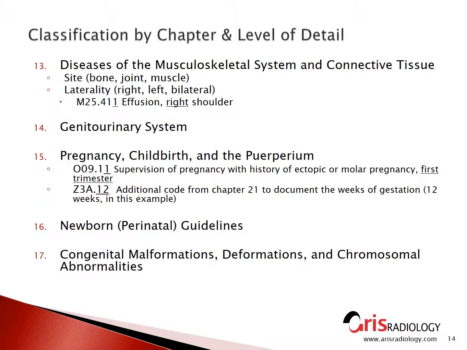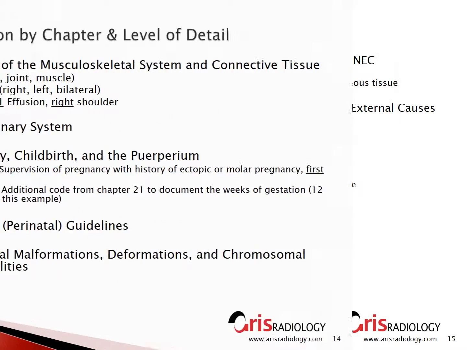Codes include the trimester of pregnancy, with an additional code from Chapter 21 to document the weeks of gestation. As in this example, Z3A.12 is 12 weeks. Chapter 16, Newborn Perinatal Guidelines. Chapter 17, Congenital Malformations, Deformations, and Chromosomal Abnormalities.